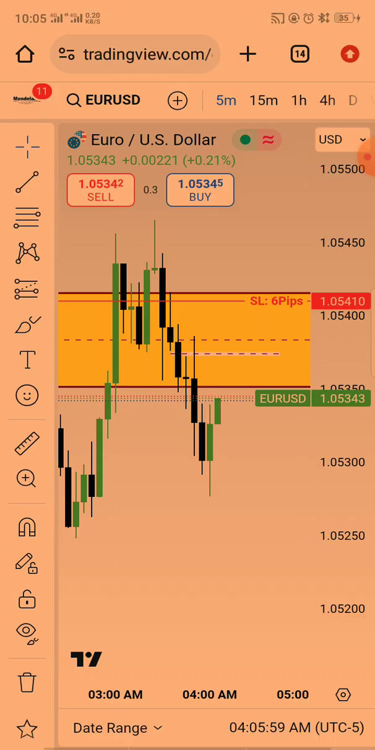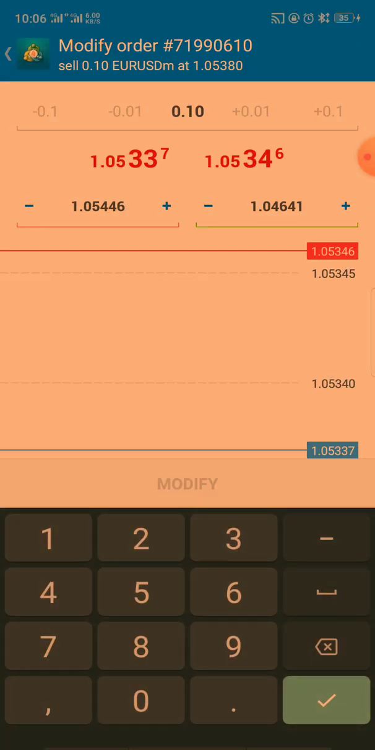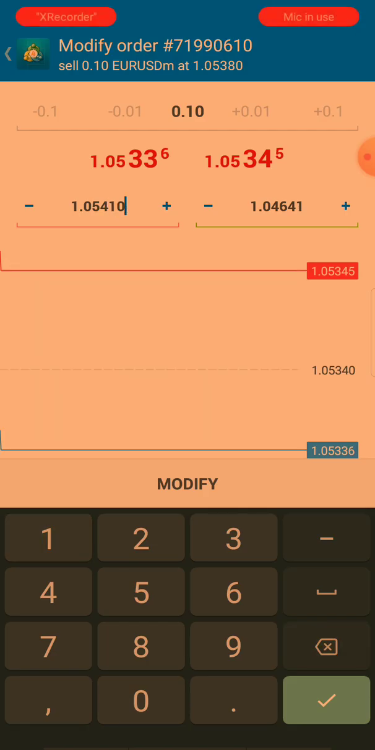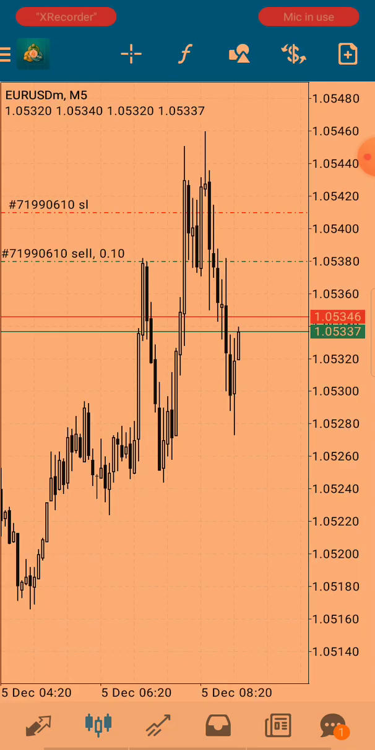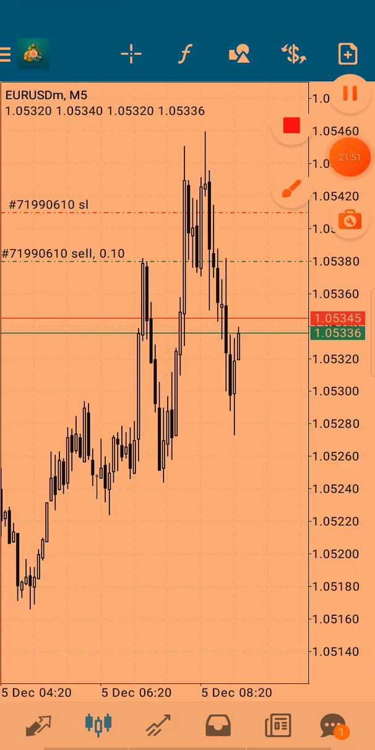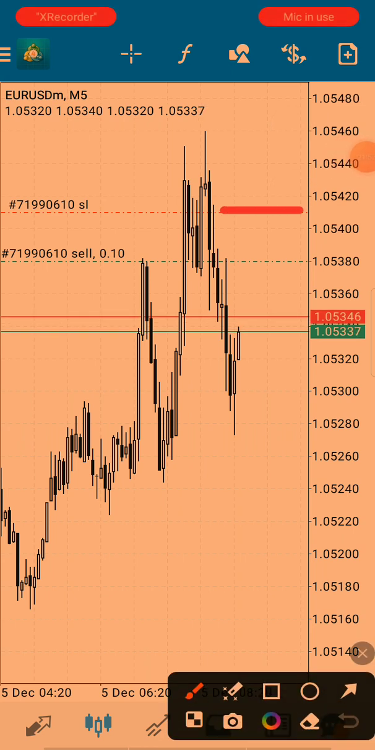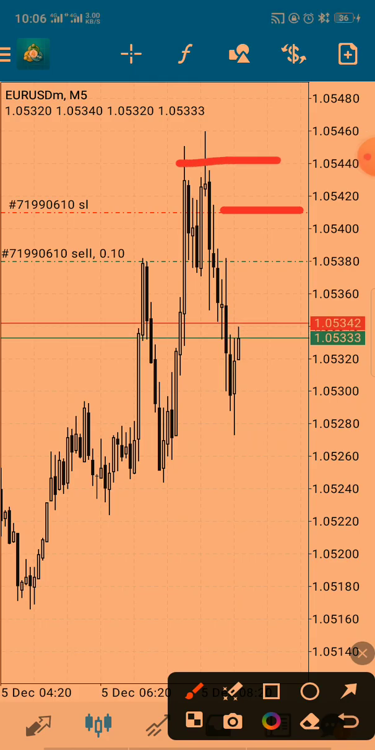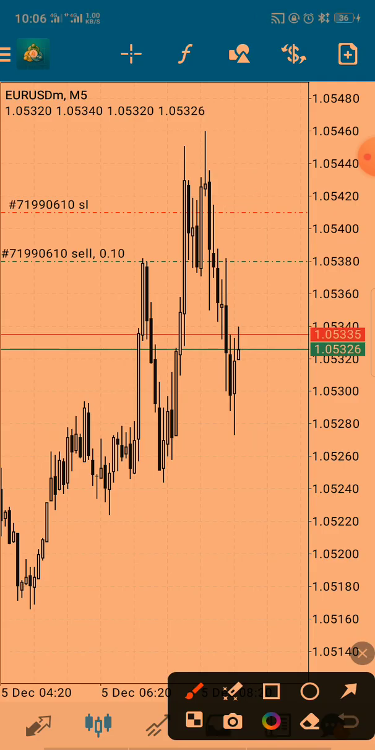1.05410. So now you can see I've adjusted it on MT4. When I say MT4, if people remember, it's MetaTrader 4. So this is my stop loss here now. It is no longer here. I've moved it from here to this place, right? So that is how you manage your trade.